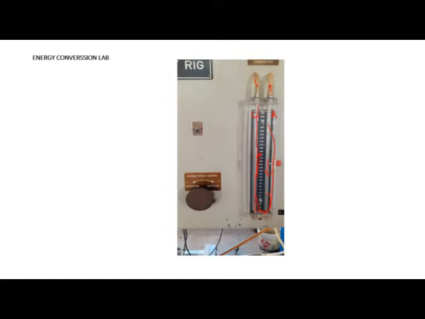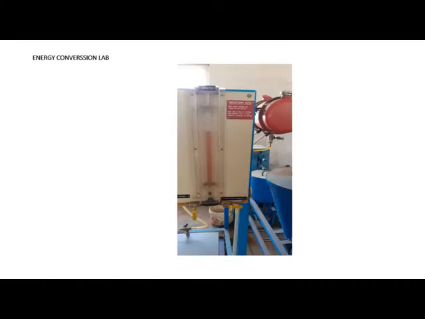You also see a knob here. When I turn this knob in the clockwise direction, I increase the RPM of the engine, and when I turn it anti-clockwise, I reduce the RPM of the engine. It works the same way as a two-wheeler's accelerator. So here we have a knob, and this is the burette.